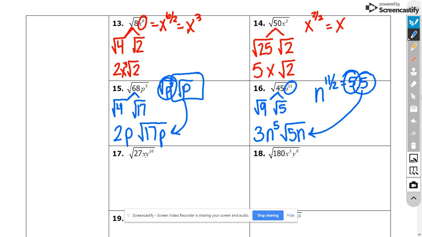All right, so let's look at 18. 18 is going to be our last one. If I do the square root of 180, I know that that's going to be 36 and 5. Now x, I have 3 divided by 2, which is 1.5. So that tells me that I'm going to have 6 with 1 x on the outside. My y, 8 divided by 2 gives me 4. So I'm going to have y4.